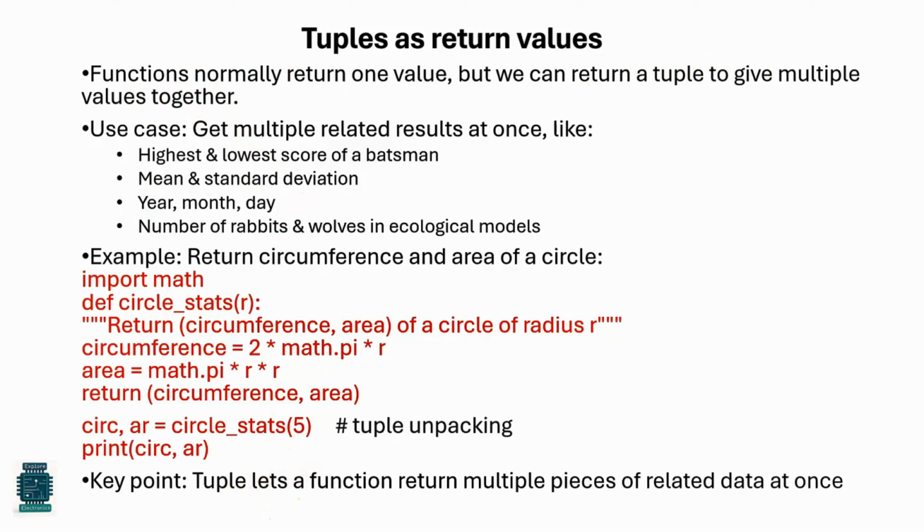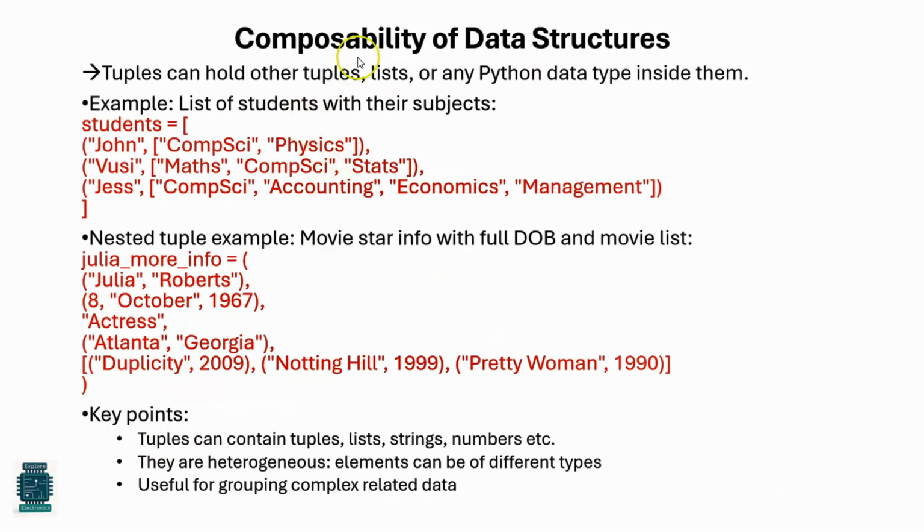Here, tuples let a function return multiple pieces of related data at once. In this example, we have taken more than one value in a single tuple, which means it will return multiple pieces of data, which is related data, at once. Very clear with tuples as return values? And the next concept is composability of data structures.